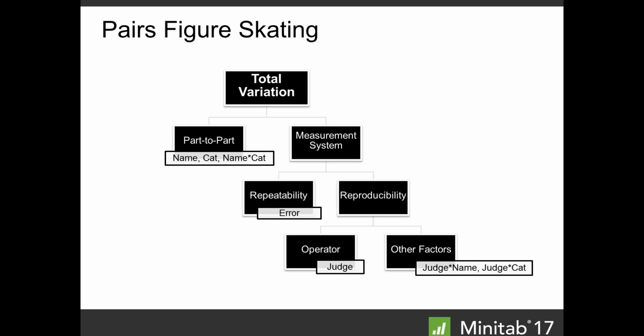Again, repeatability is just the error term. Our operator term is just that judge column, so who are our operators? And everything else, we're putting in other factors. That's the judge name interaction, that bias, and the judge category interaction. We don't want judges to tend to do certain categories higher or lower than others. That's measurement system error.